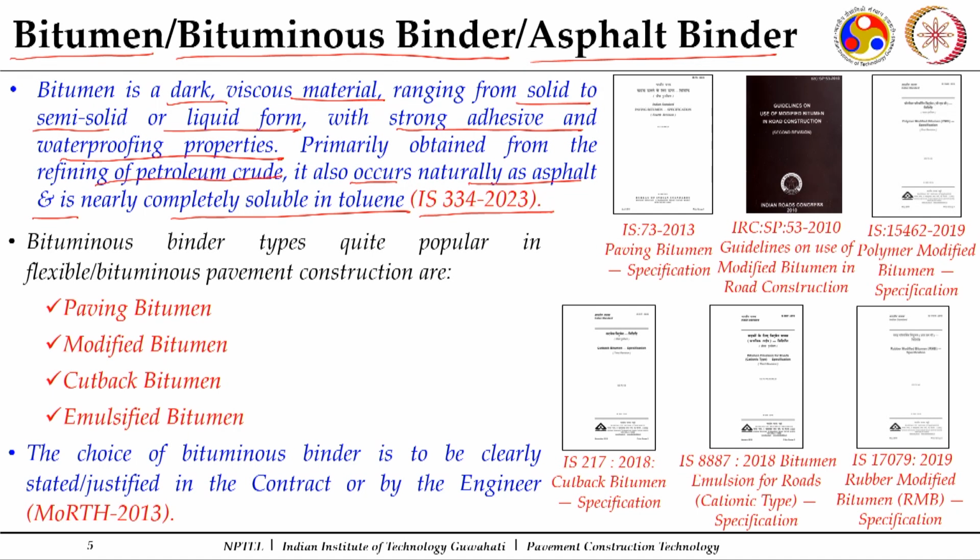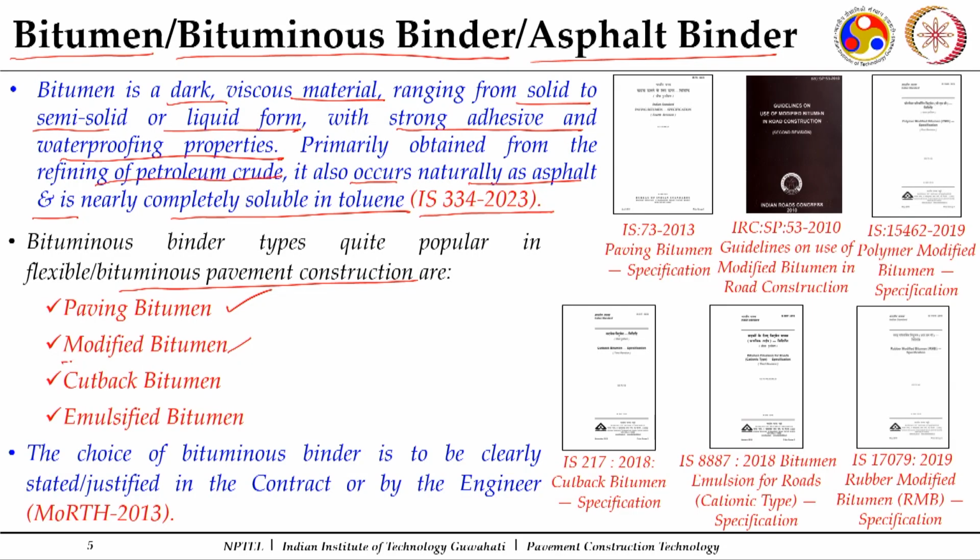Now, under this bituminous binder, there are normally 4 different categories which are popular specifically for bituminous or flexible pavement construction. The first one is paving bitumen, the most common or the most widely accepted type of bitumen. The second, if I modify certain characteristics of this paving bitumen, can come under the category of modified bitumen. The modification can be done in different manners. It can be through some additives of some polymers. I can do some additives by some waste materials, like waste plastic, waste rubber, some synthetic polymers, elastomers, plastomers.